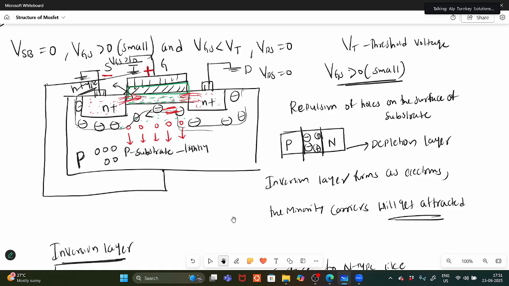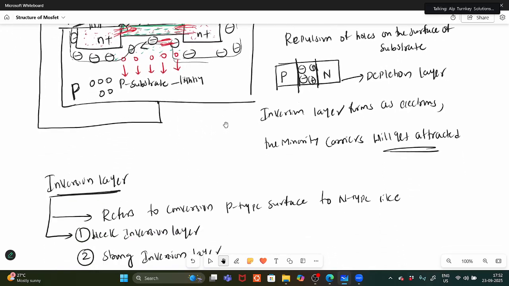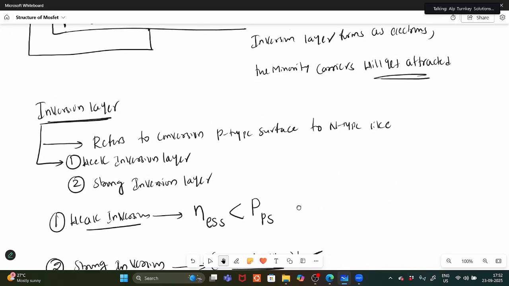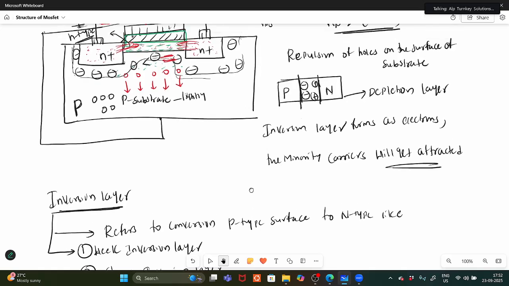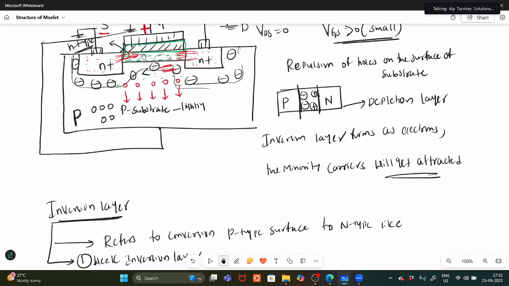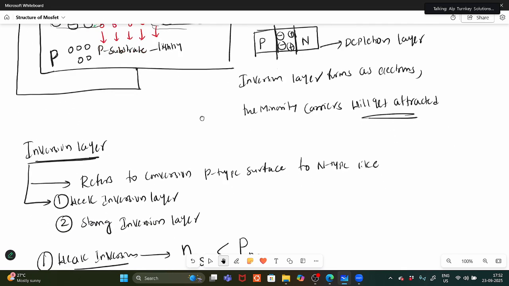If you apply some positive voltage, this is the condition: source to bulk voltage is 0 and VGS is greater than 0. A small value of VGS we are applying. What happens is the majority carriers will be repelled, and minority carriers will be attracted. There are 2 types of layers that will be formed: weak inversion layer and strong inversion layer. What is a weak inversion layer? The number of electrons present at the surface of the substrate is less than the number of holes in the p-type substrate, that is the weak inversion layer.